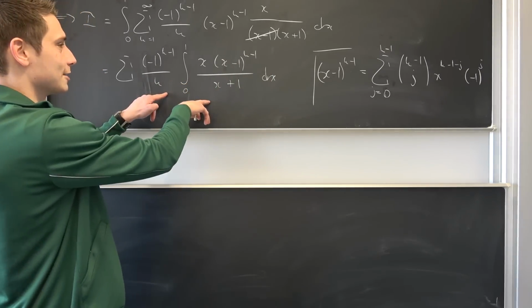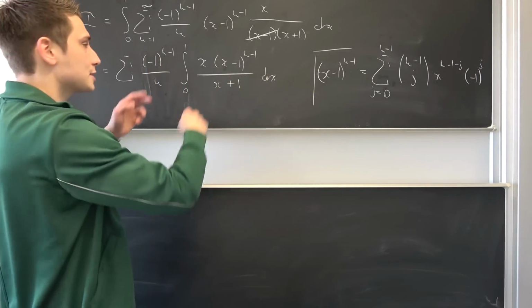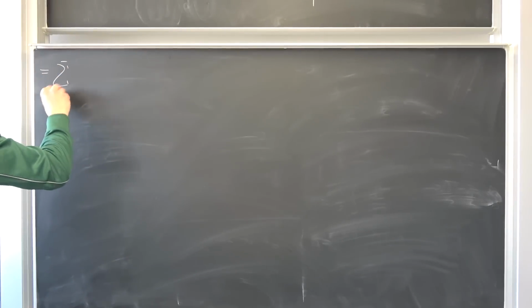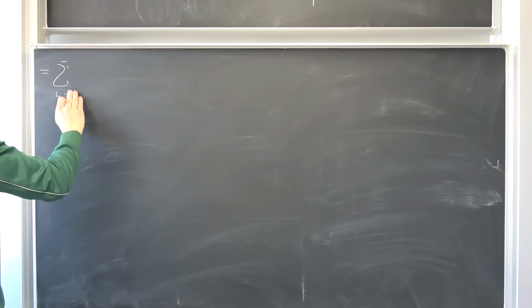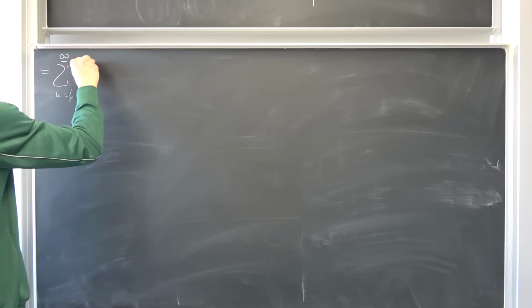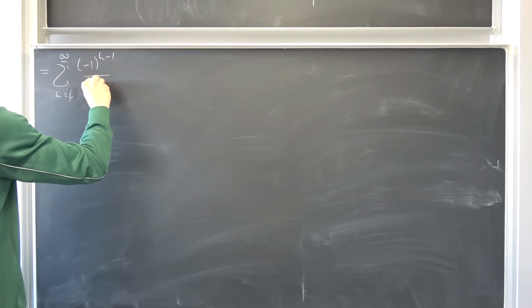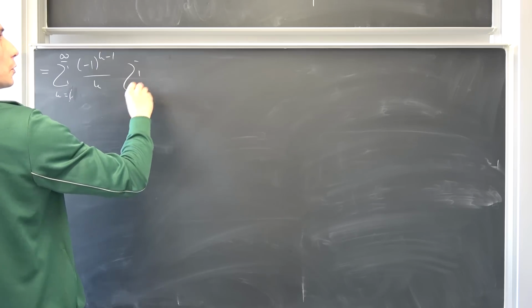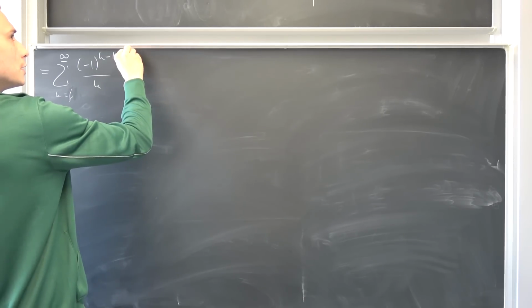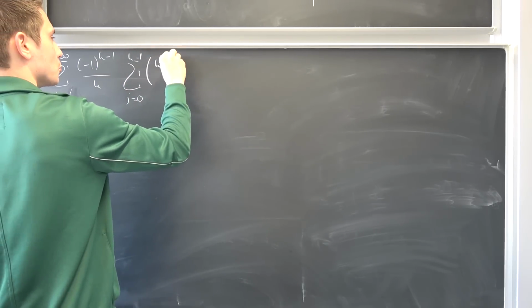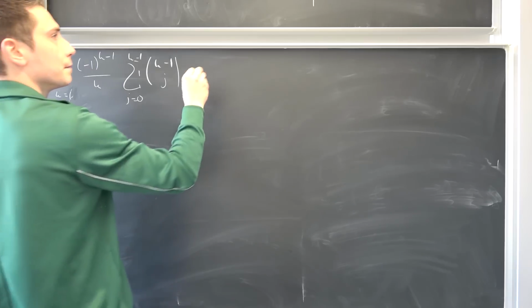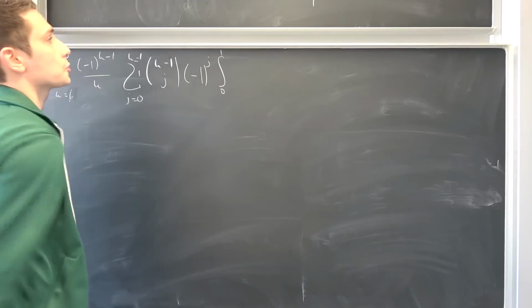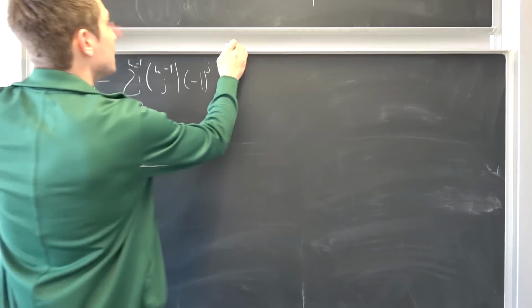You can plug this chunk into here, and then you can actually drag the constants to the outside. That's nothing but a sum running from k equals 1 to infinity of (-1) to the k minus 1 power over k. Then we have the sum running from j equals 0 to k minus 1 of k minus 1 choose j, (-1) to the j power, integral from 0 to 1 of, okay.